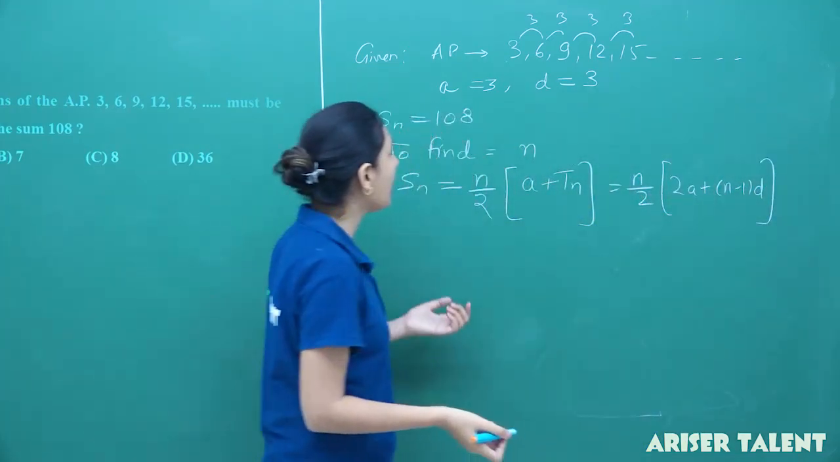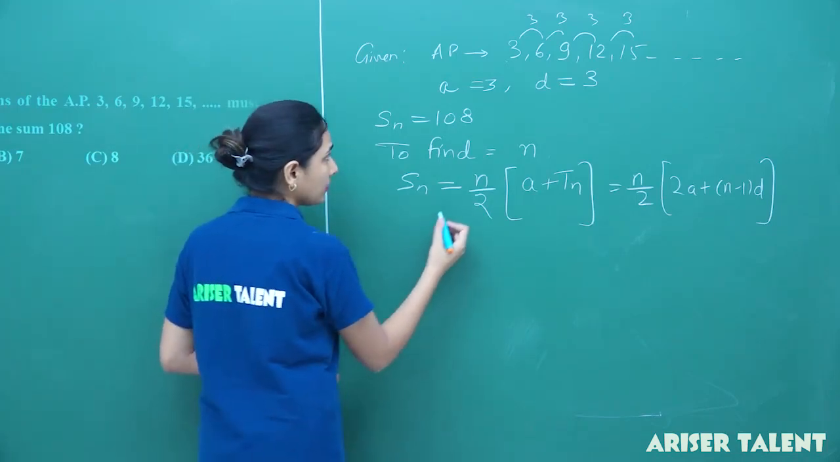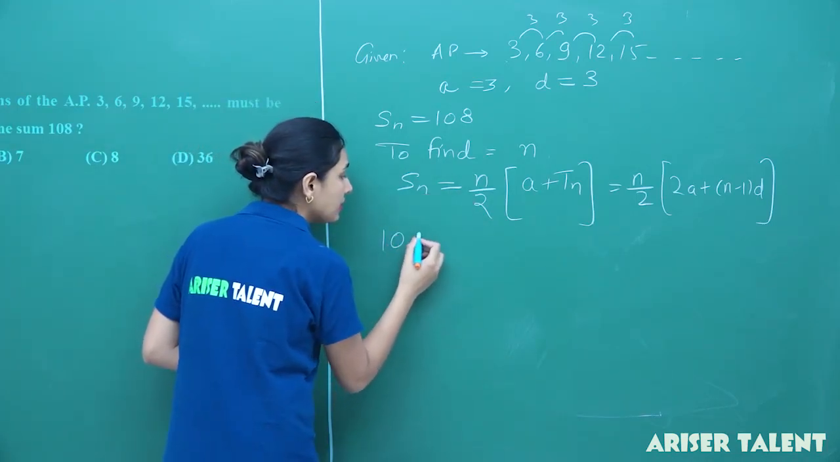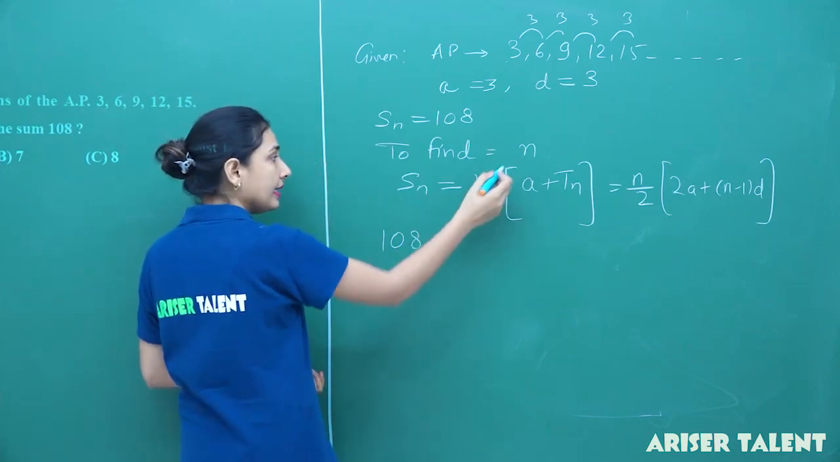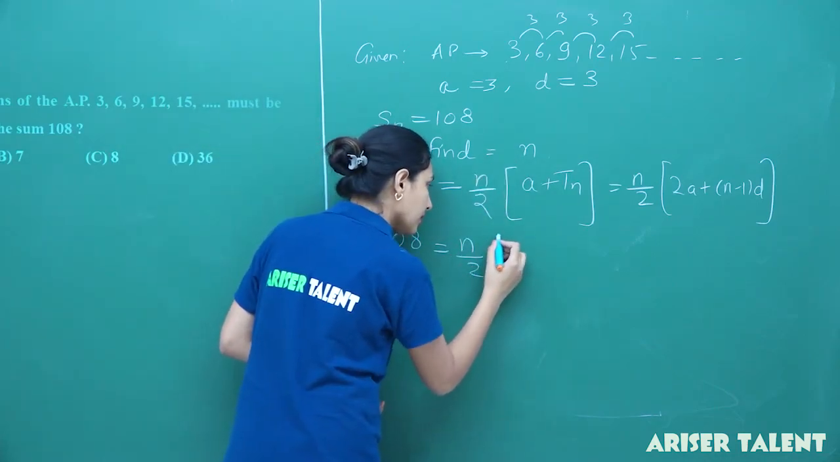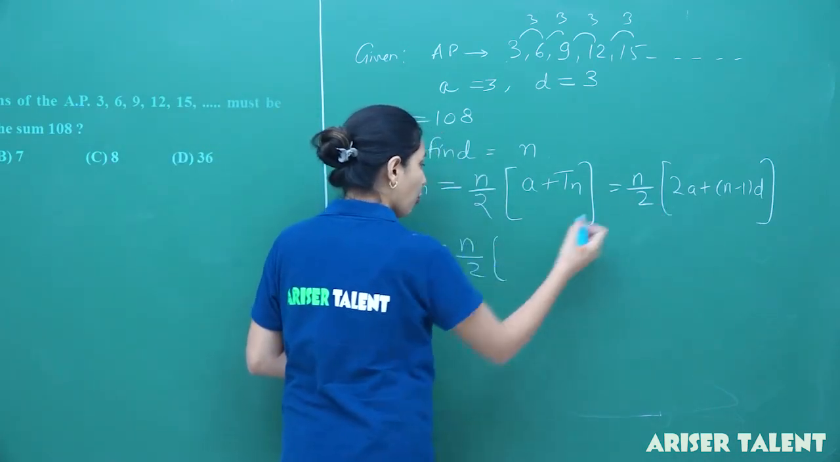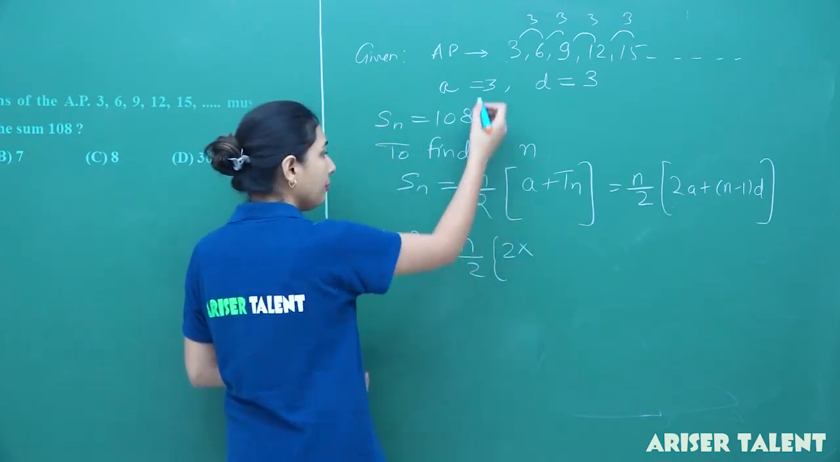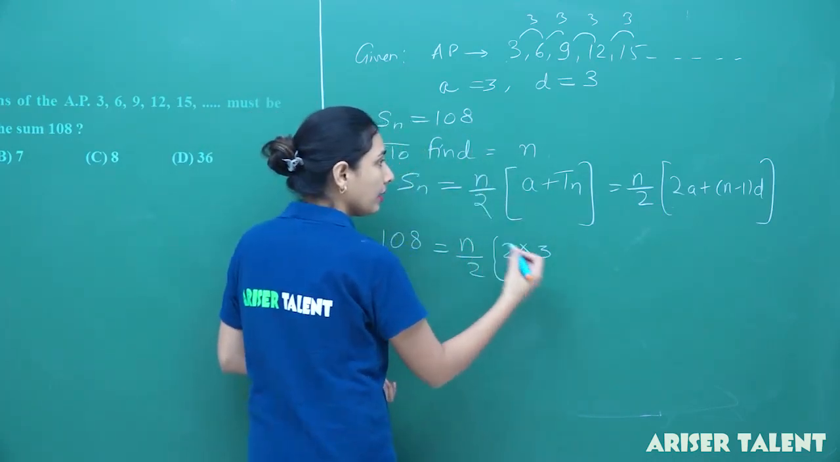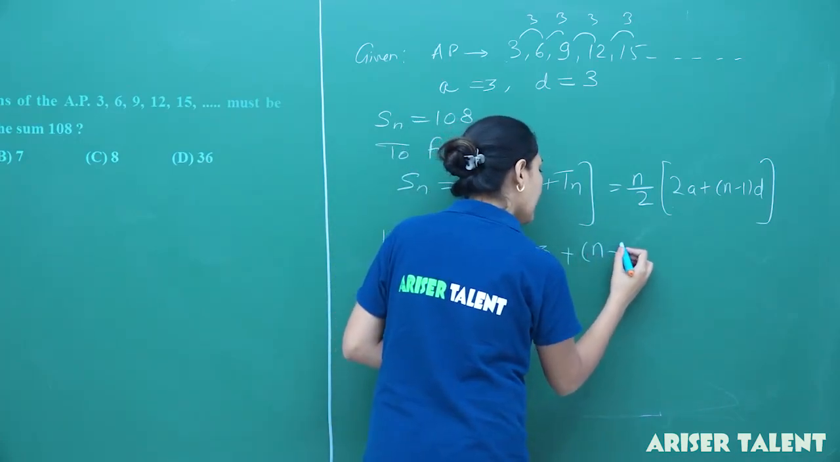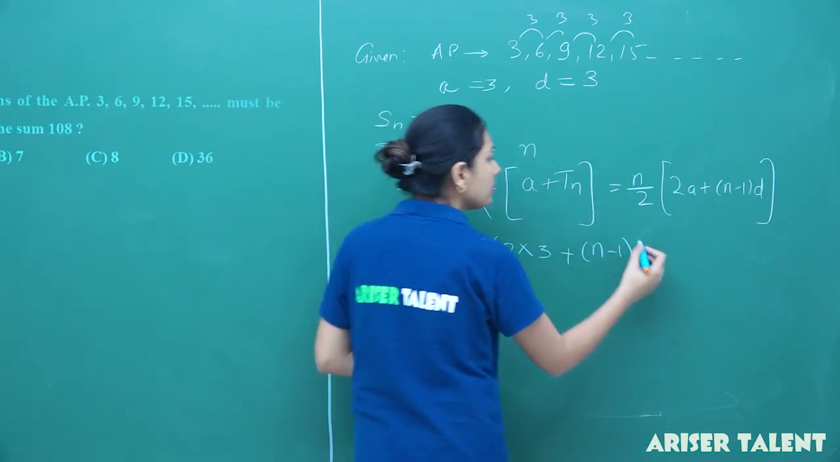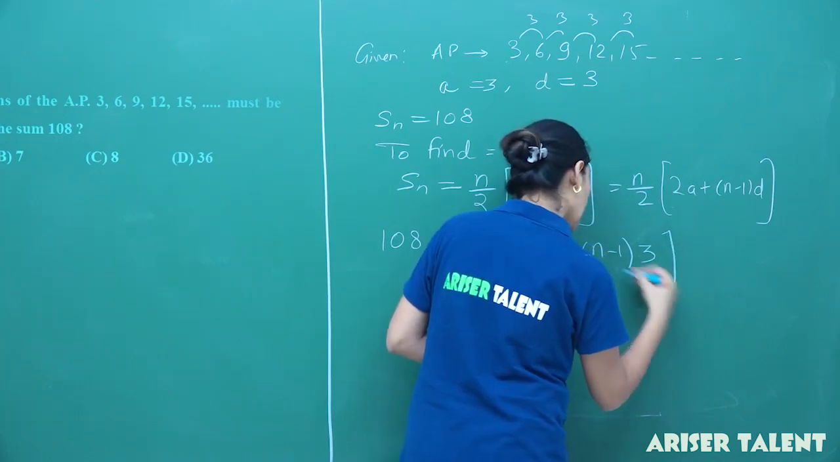Now, in this case, you have the sum as 108, which is given. Now, this n is to be found, so n stays as it is. Then we take this formula. So, 2 multiplied by a, which is 3. Okay. Now, n minus 1, n is unknown. The difference is d equals 3 again.